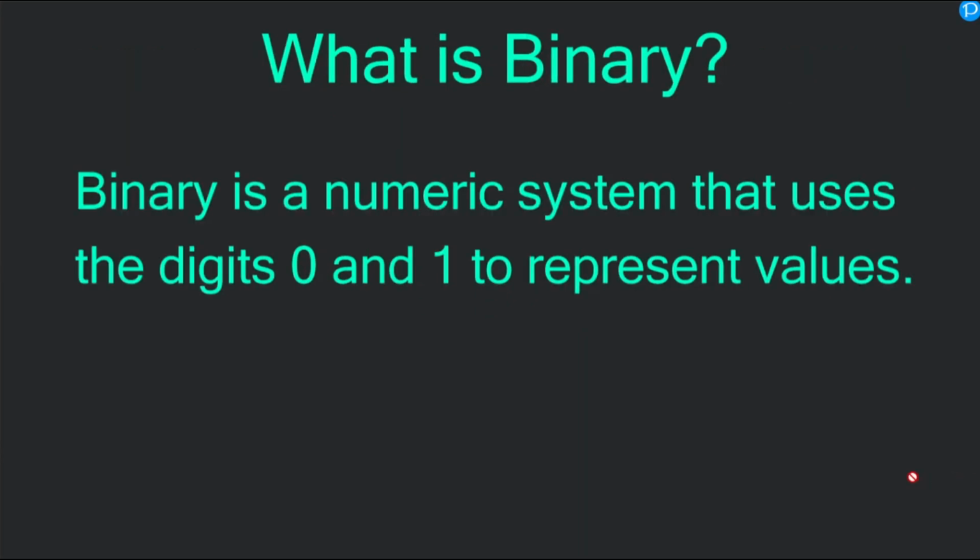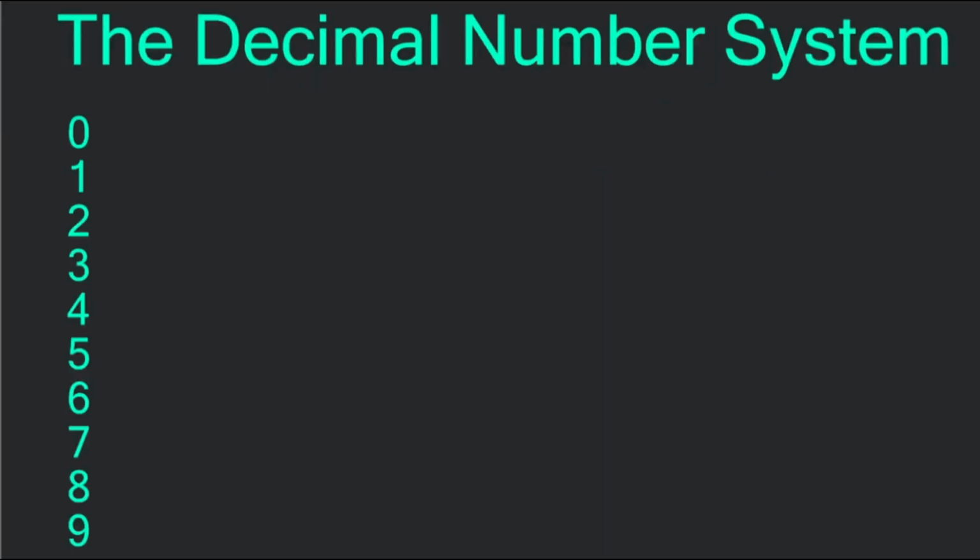The first thing you might be wondering is, what is binary? Binary is a numeric system that uses the digits 0 and 1 to represent all values. For example, we might represent the value 6 as 110, or we might represent the value 15 as 1111. It is essentially a different way of writing numbers.